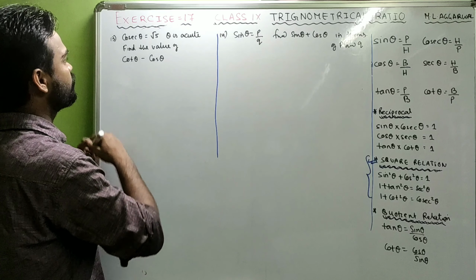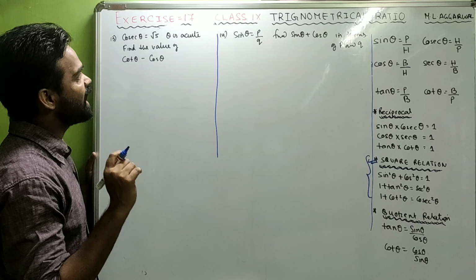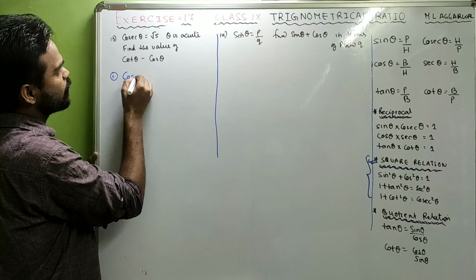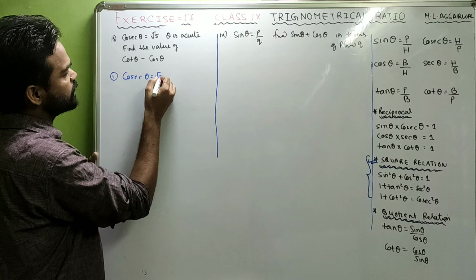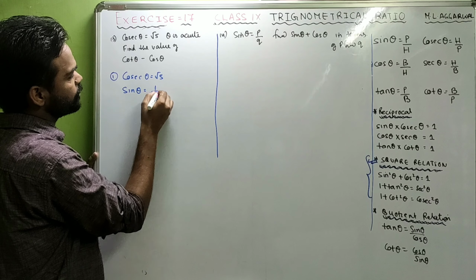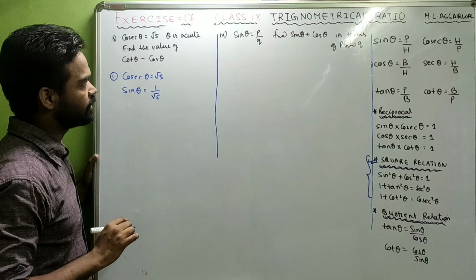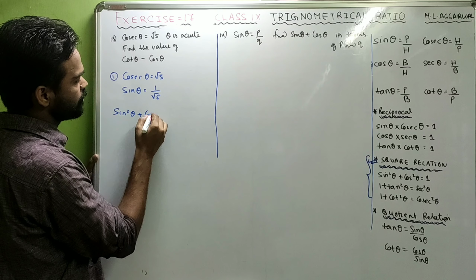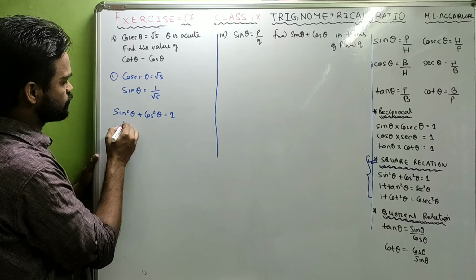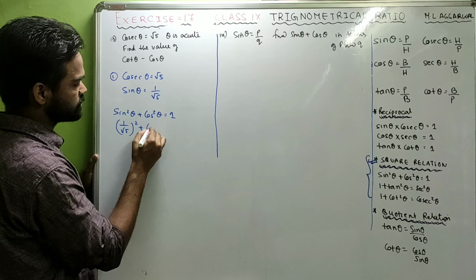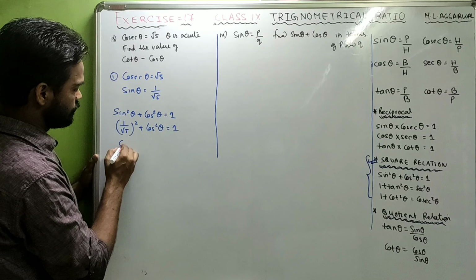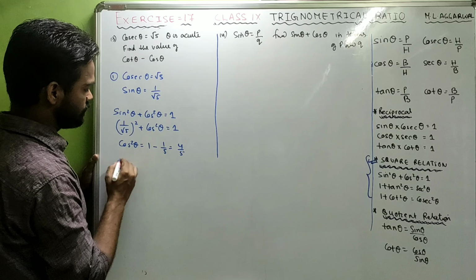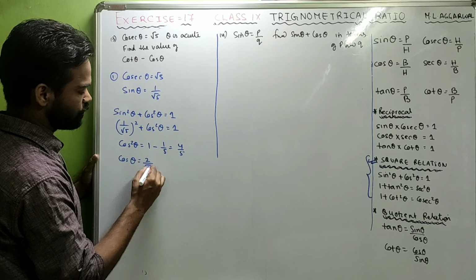Now look at sum number 30. If cosec theta is root 5, theta is acute, find the value of cot theta minus cos theta. Now look carefully. This is cosec theta root 5. So can I say sin theta is the reciprocal of this? Definitely. Now I'll use the square relation. Sin square theta plus cos square theta equals 1, which means 1 by root 5 whole square plus cos square theta equals 1, which means cos square theta is 1 minus 1 by 5, that's 4 by 5. So your cos theta is 2 by root 5.